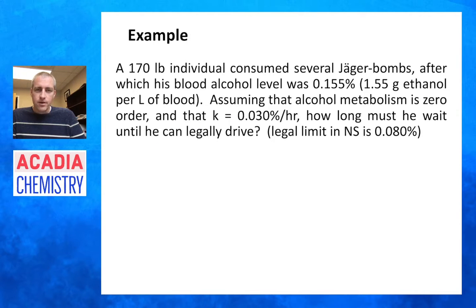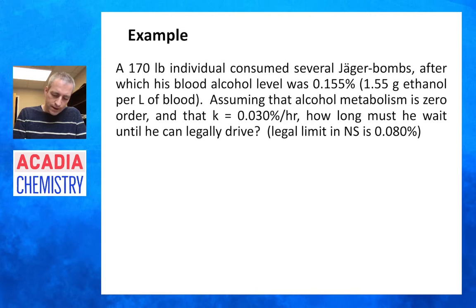Here's a question. A 170-pound individual consumed several Jaeger bombs, after which his blood alcohol level was 0.155%, which means 1.55 grams of ethanol per liter of blood. Assuming that alcohol metabolism is zero order, like many biological reactions, and that k equals 0.030% per hour, how long must he wait till he can legally drive? Legal limit in Nova Scotia, I believe, is 0.08. Not that you want to have it timed right down to the percent. You probably want to play it safe on this type of thing.